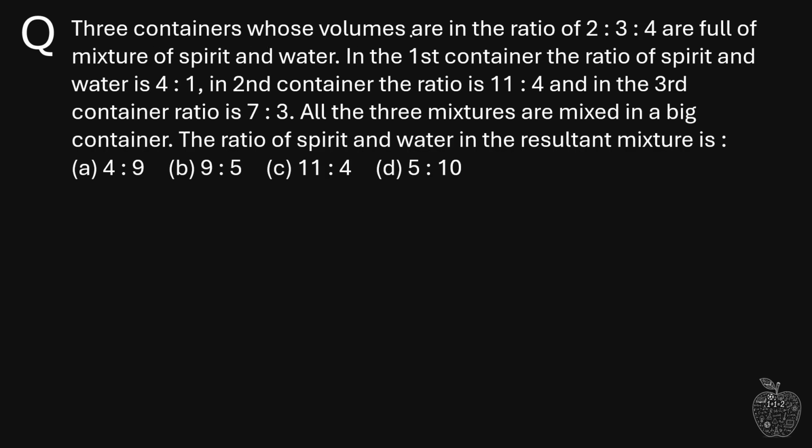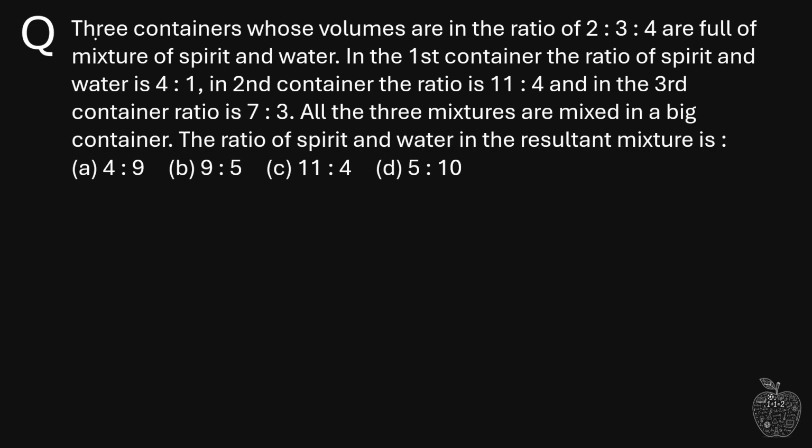Three containers whose volumes are in the ratio 2:3:4 are full of mixtures of spirit and water. In the first container, the ratio of spirit and water is 4:1. In the second container, the ratio is 11:4. And in the third container, the ratio is 7:3. All the three mixtures are mixed in a big container. The ratio of spirit and water in the resultant mixture is.